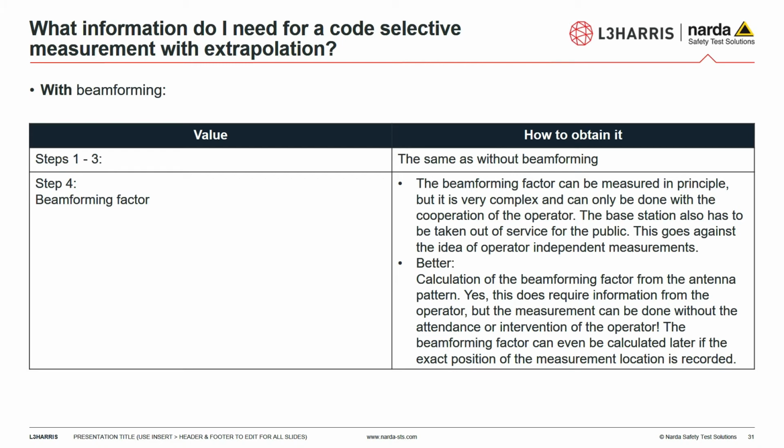This also requires information from the provider, but can be asked for later if necessary. The provider does not therefore have to be present for the measurement or to set the system up. The actual code-selective measurement can be performed completely independently. It is only necessary to record the exact position of the measurement in order to precisely determine the beamforming factor, which is dependent on the location.